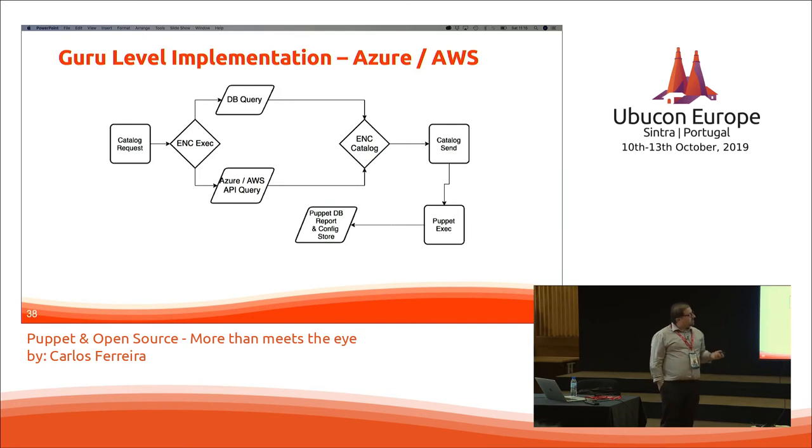On Azure and AWS, you take everything else out of the way. You only have the database query and the API to see if it's running or not. The database has everything that comes from Foreman upon the installation.